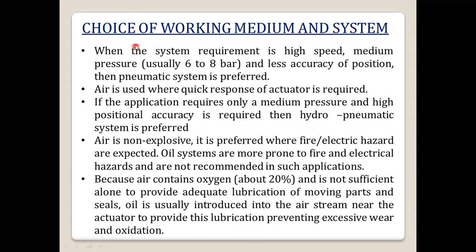Okay, so next we will discuss the choice of working medium and the system, how we are going to choose whether we have to select a pneumatic system. When the system requirement is high speed and medium pressure, that is usually up to 6 to 8 bar, and less accuracy of position is required, then the pneumatic system is preferred. So air is used where quick response of actuator is required. Then if the application requires only a medium pressure and high positional accuracy.